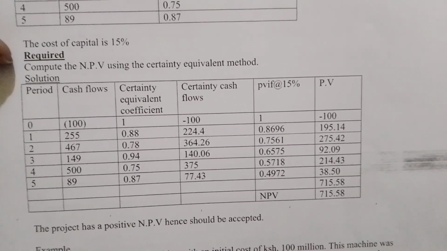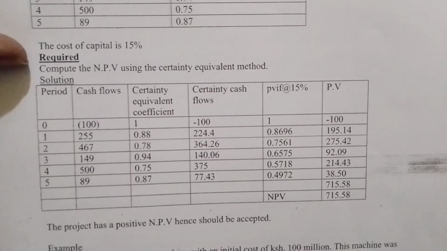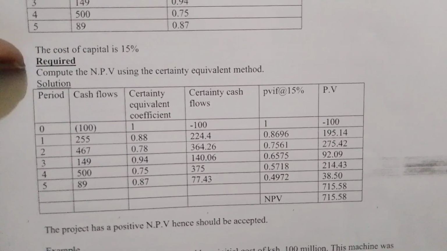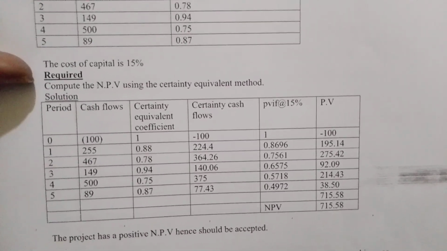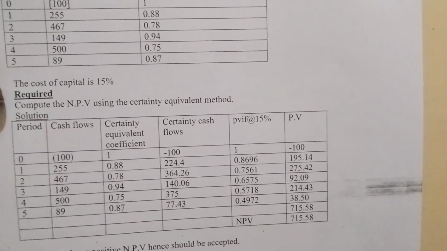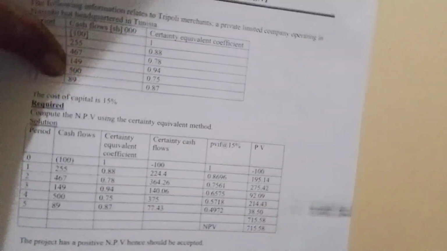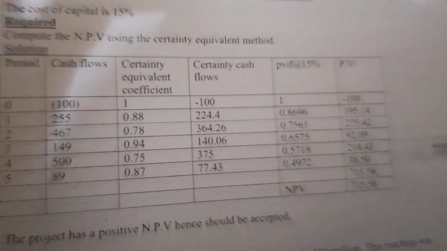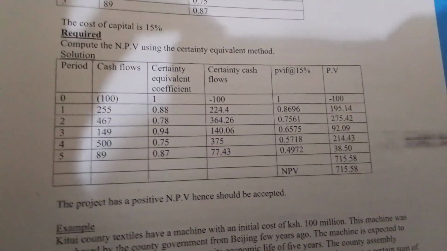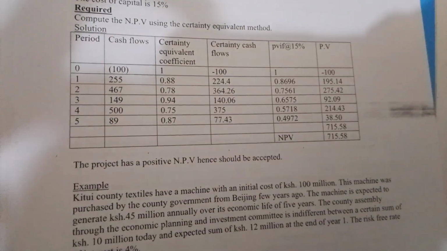Now that is your assignment. However, the solution is there. Can you check that solution? First, compute the net present value using the certainty equivalent method, using the cost of capital as 15%. The solution is just down there. Even though it is your assignment, there is a clue there about the solution.